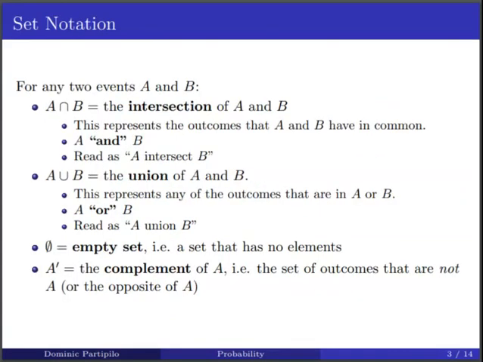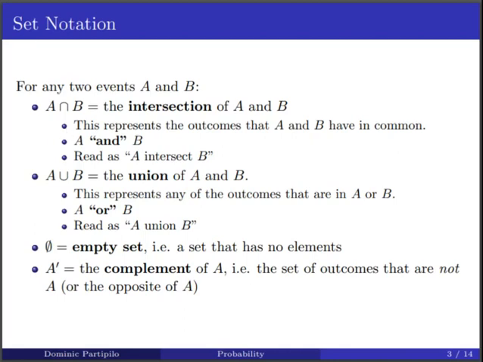All right, so let's go over some notation that's worth knowing before we learn a little bit more about probability. So for any two events A and B, this right here means the intersection of A and B. And this represents the outcomes that are in A and B. So any outcomes that are both in A and in B, that's what we're going to call the intersection of A and B.